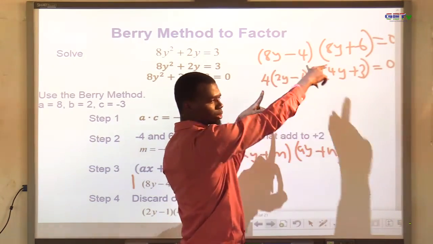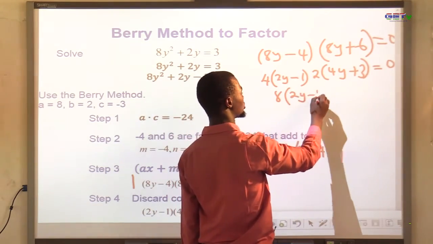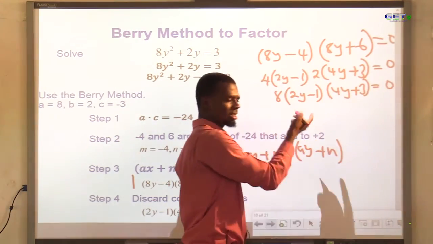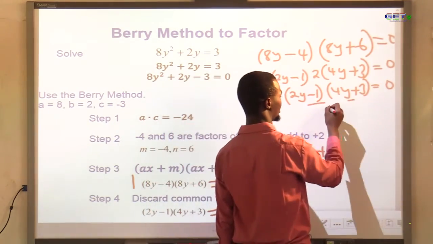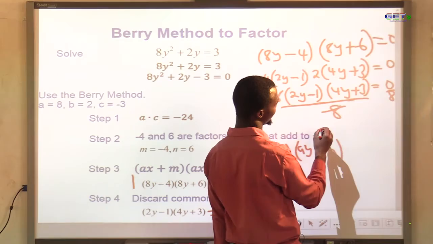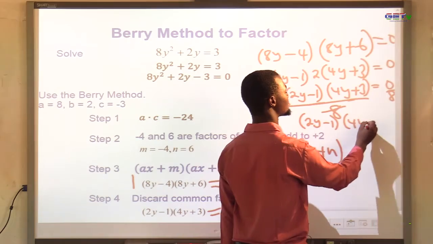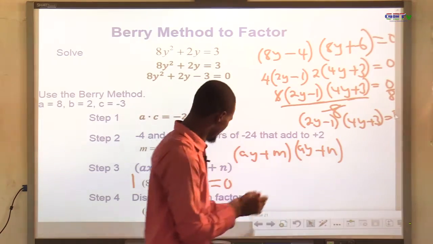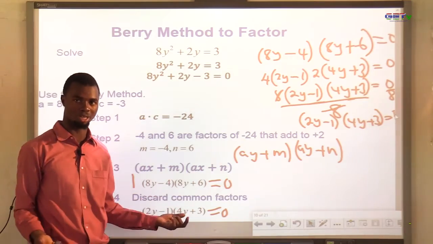We can multiply this, 4 and 2. We will have it as 8. In bracket, you have 2y minus 1. Then you have 4y plus 3 is equal to 0. It's easy to discard it now. When we divide both sides by 8, if we divide here by 8 and divide here by 8, it will take off itself. So then we'll have 2y minus 1, 4y plus 3 is equal to 0. This is what happens in step 4. That is why you are asked to discard the common factor.